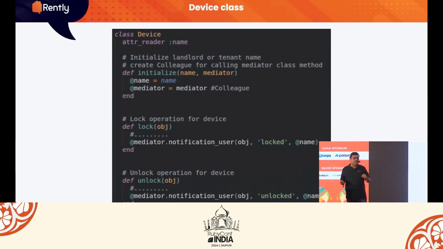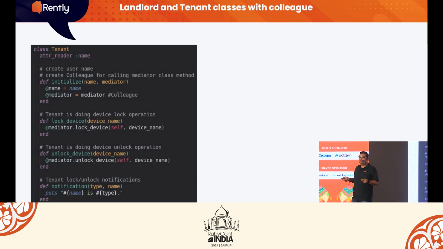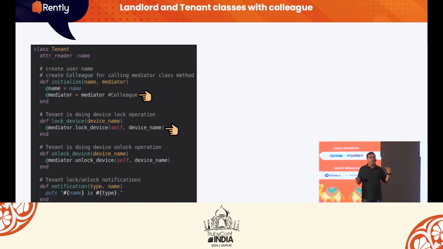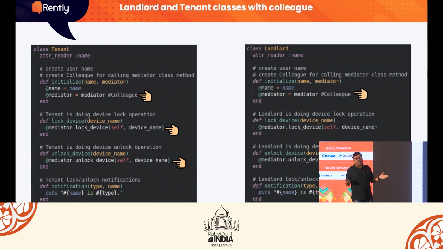So this is the device class. In the device class, I create a colleague. Using that, I'm calling the mediator class notification user method after a successful lock operation, and after a successful unlock operation, I'm calling this method. In tenants also, I create a colleague. Using that, I'm calling the mediator class lock device method for the lock operation, and unlock device for the unlock operation. Same for the landlord also, I create a colleague. Using that, I'm just calling the lock device and unlock device methods.